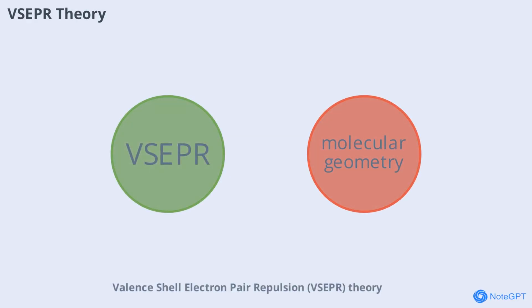Valence shell electron pair repulsion, VSEPR theory, is used to predict the shapes of molecules. According to VSEPR, electron pairs around a central atom repel each other and arrange themselves as far apart as possible. This determines the geometry of the molecule, such as linear, bent, or tetrahedral shapes. VSEPR theory is a powerful tool for visualizing and understanding molecular structure.